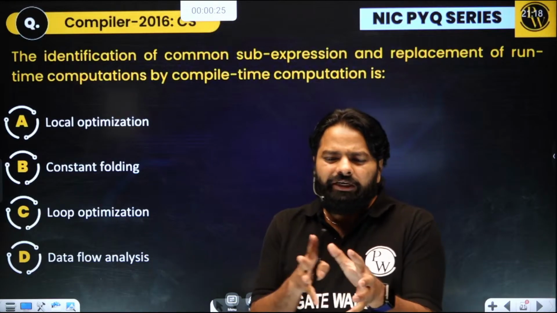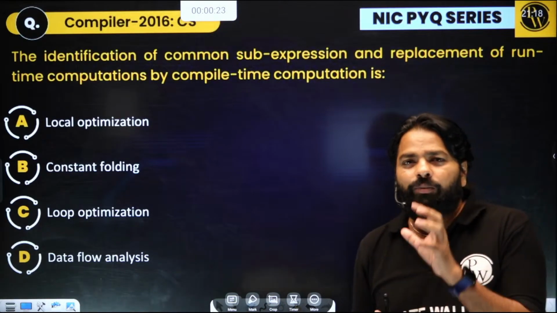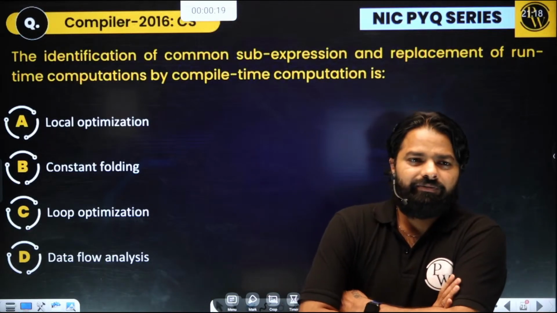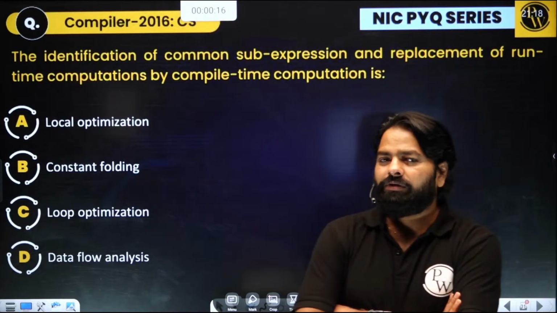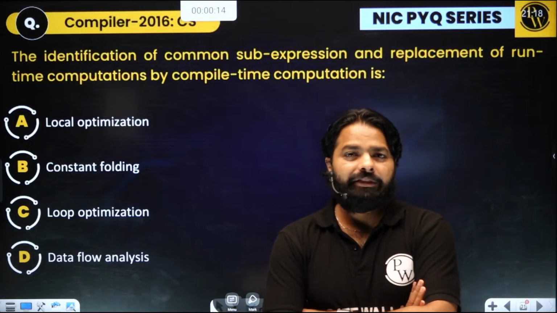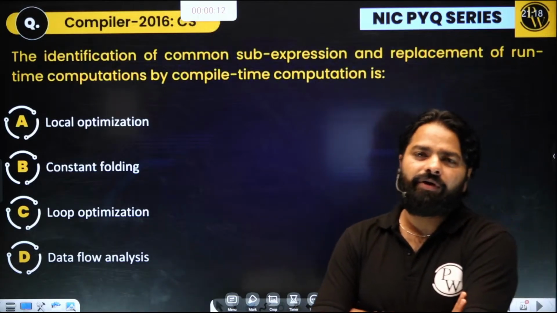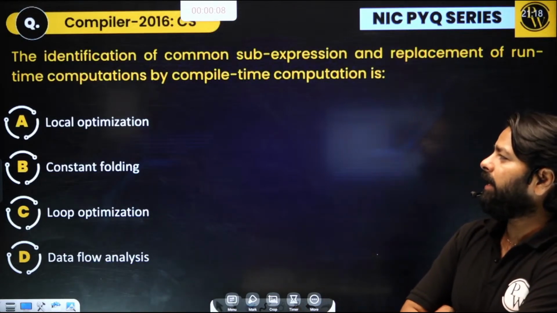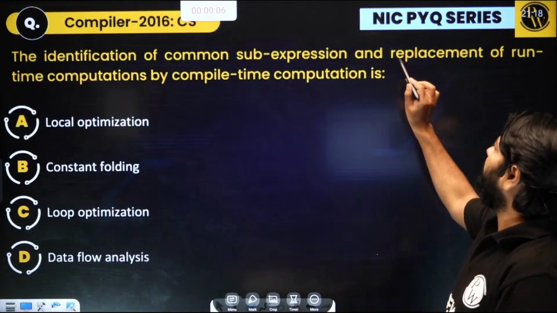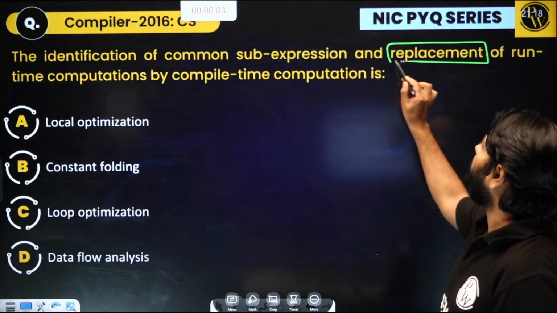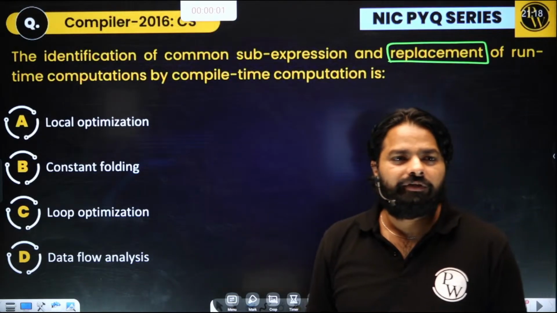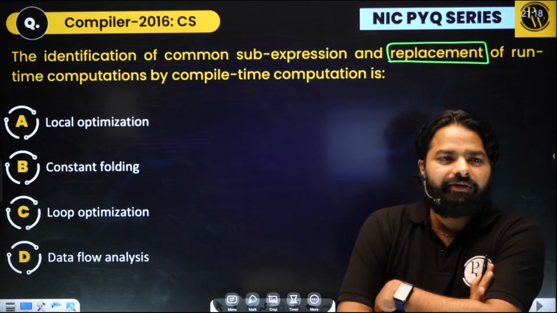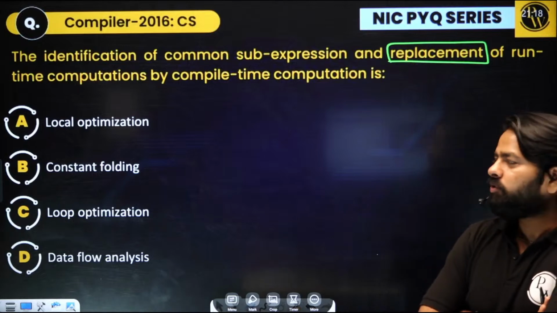Everything you do looks like common sub-expression, but what should be that common sub-expression in this optimization technique? That which you can do before the runtime. During compile time only you can do that kind of replacement. This is another word that is very important. What happened? No answer? It's a theoretical question, right?